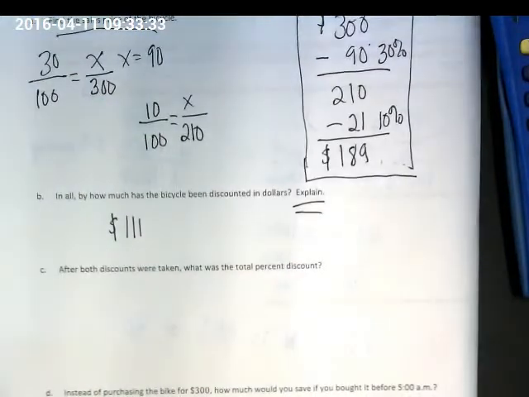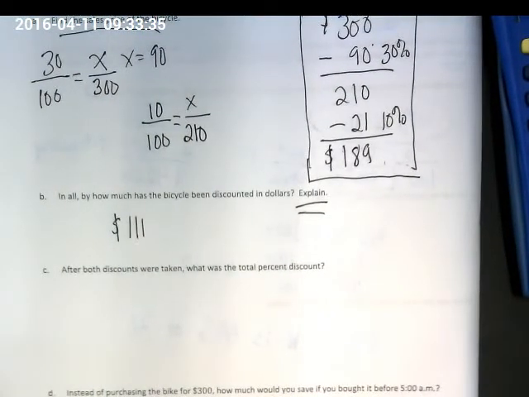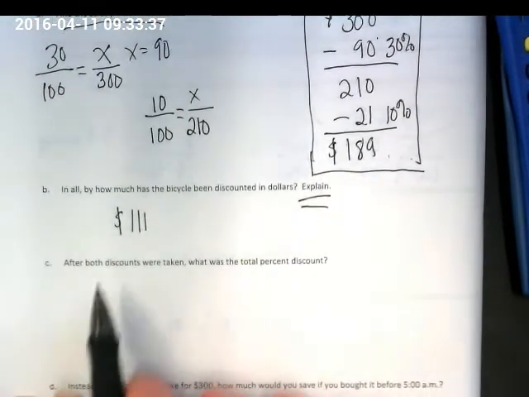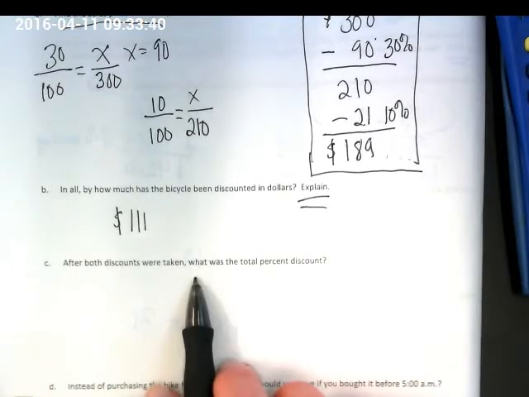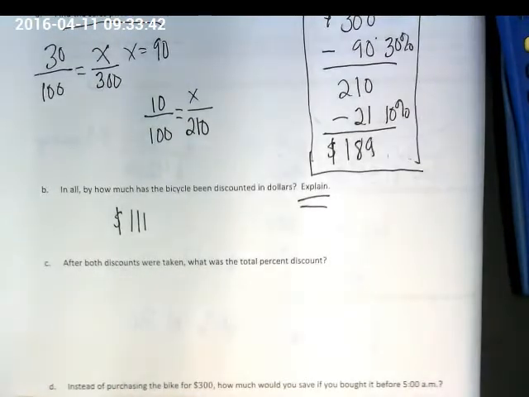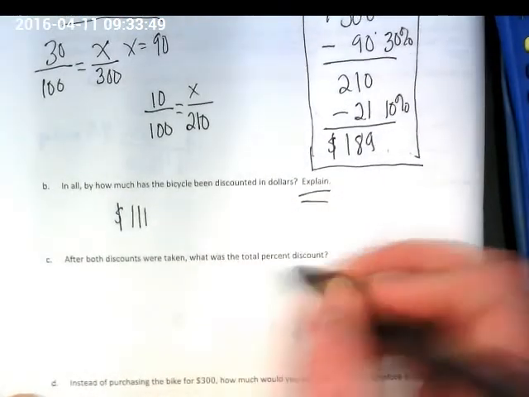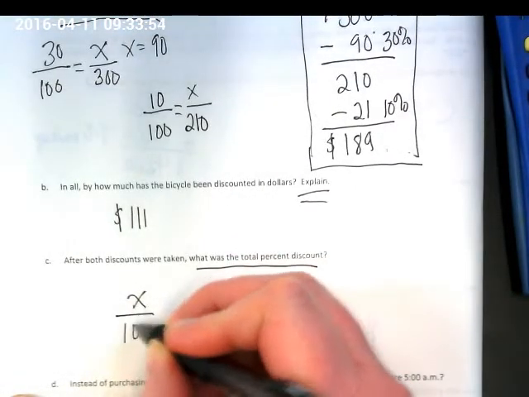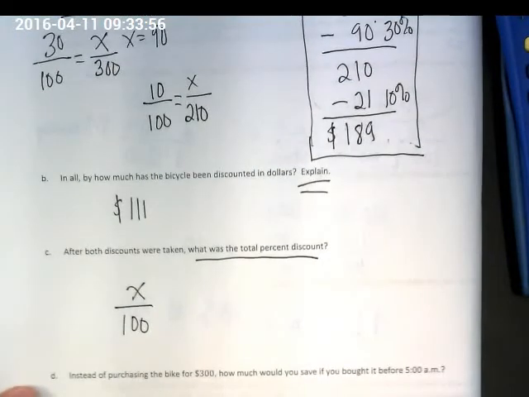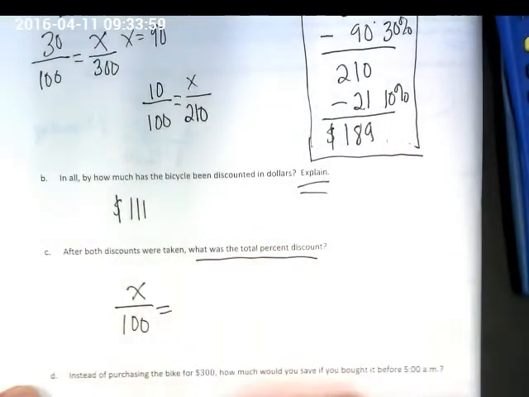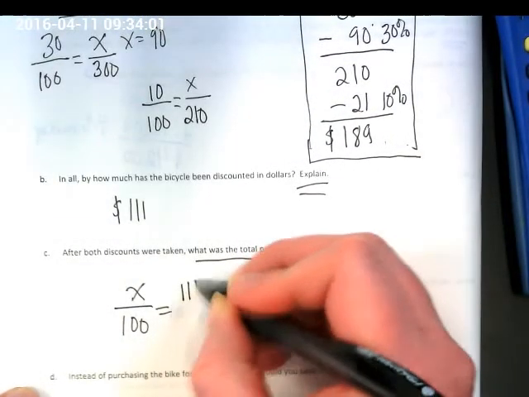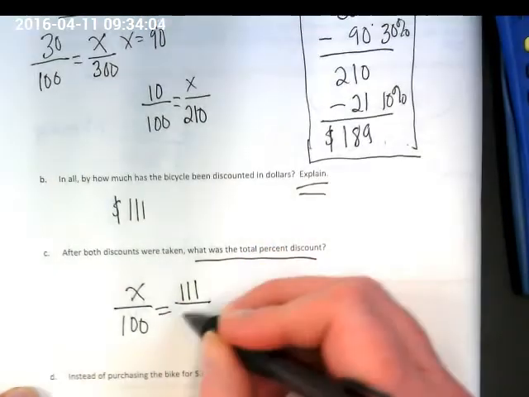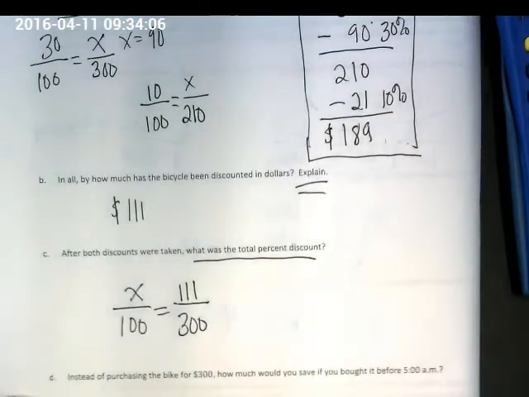Could you explain that? There's a couple of different ways to find that. After both discounts were taken, what was the total percent discount? Ooh, it's not 40%. This is tricky. What we're being asked for is the total percent. This time, our x goes over the 100, because do we know our total percent? No. What we know is that $111 was taken off of 300.